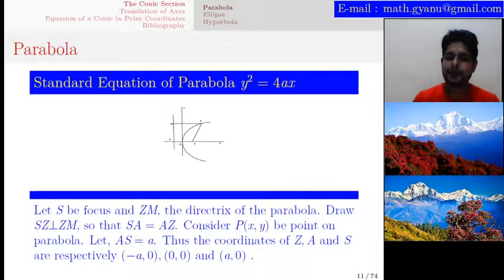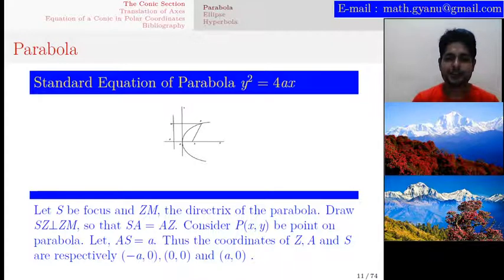Furthermore, I would mention here that the coordinate of point M will be (-a, y). Since the ordinate of P is y, the ordinate of M is the same as P, so the ordinate of M will be y. The abscissas of M and Z are the same, so it will be -a. So the coordinate of M will be (-a, y).